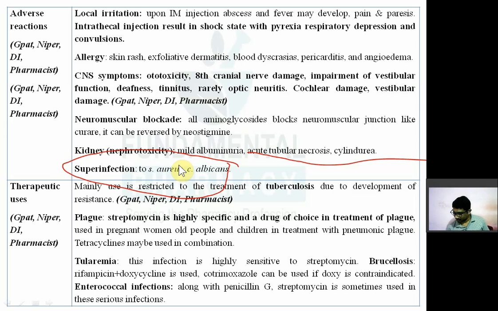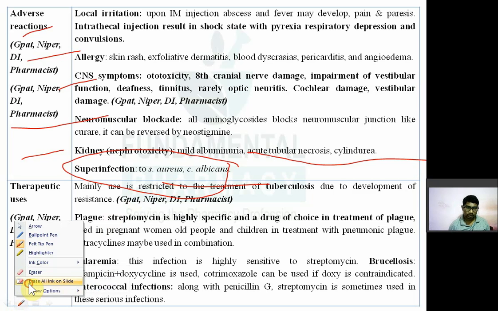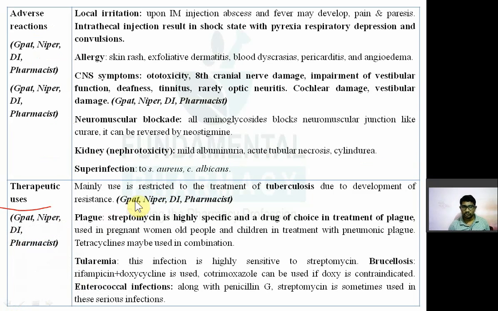These are the adverse reactions you have to note. Irritation, allergy, then vestibulocochlear nerve का, ठीक है, nephrotoxicity, neuromuscular blockage. They are vulnerable for super infection with Staphylococcus aureus and Candida albicans. Therapeutic uses, so उसका यूज क्या रहेगा? पर्टिकुलरली स्ट्रेप्टोमाइसिन, ये स्ट्रेप्टोमाइसिन के बारे में ही मैक्सिमम देखना है, बाद में अपन इंडिविजुअल देखेंगे. So mainly its use is restricted for the treatment of tuberculosis because there is a development of resistance. So mainly use is restricted to tuberculosis treatment due to development of resistance.